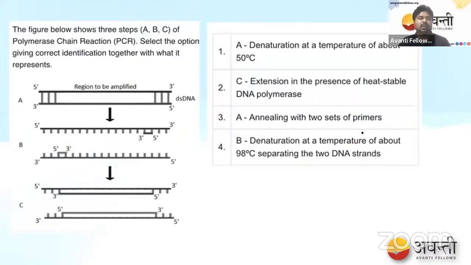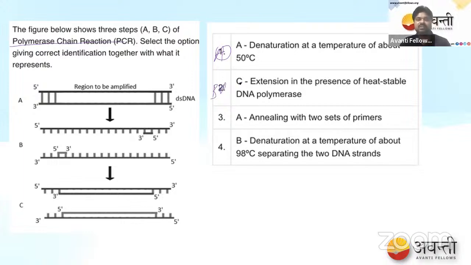Next, the figure shows the 3 steps A, B, C. नीचे एक फिगर दिया है जिसमें एबीसी हमें दिखेगा. This figure represents the polymerase chain reaction. हमें ऑप्शन को चूज करना है, करेक्ट ऑप्शन को. और ऑप्शंस हैं, ठीक है. सो ऑप्शन ए, डिनेचुरेशन ऑफ टेम्परेचर ऑफ अबाउट 50 डिग्री सेल्सियस. जो हमें ऑप्शन सॉरी 1, मतलब ये ए ऑप्शन रहेगा. ए पर हमें डिनेचुरेशन दिख रहा है 50 डिग्री सेल्सियस पर, दैट इज द ऑप्शन बी.